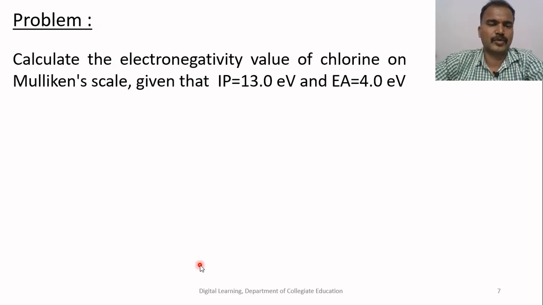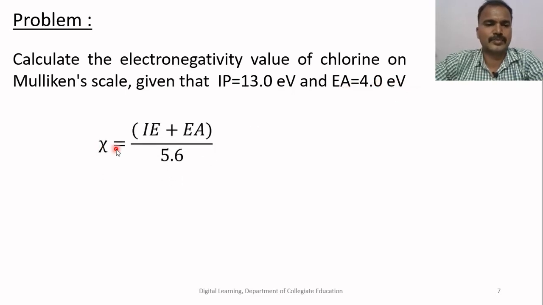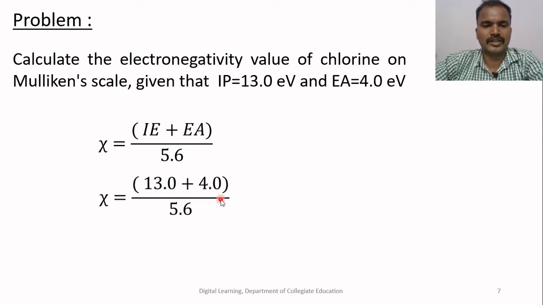Let me consider a problem. Calculate the electronegativity value of chlorine on the Mulliken scale, given that ionization potential or ionization energy is 13.0 electron volt and electron affinity is 4.0 electron volt. Now you consider this expression and substitute the values of ionization energy and electron affinity. Then you simplify it, and you will get a value of electronegativity for chlorine as 3.03. So it is in better agreement with the standard value.